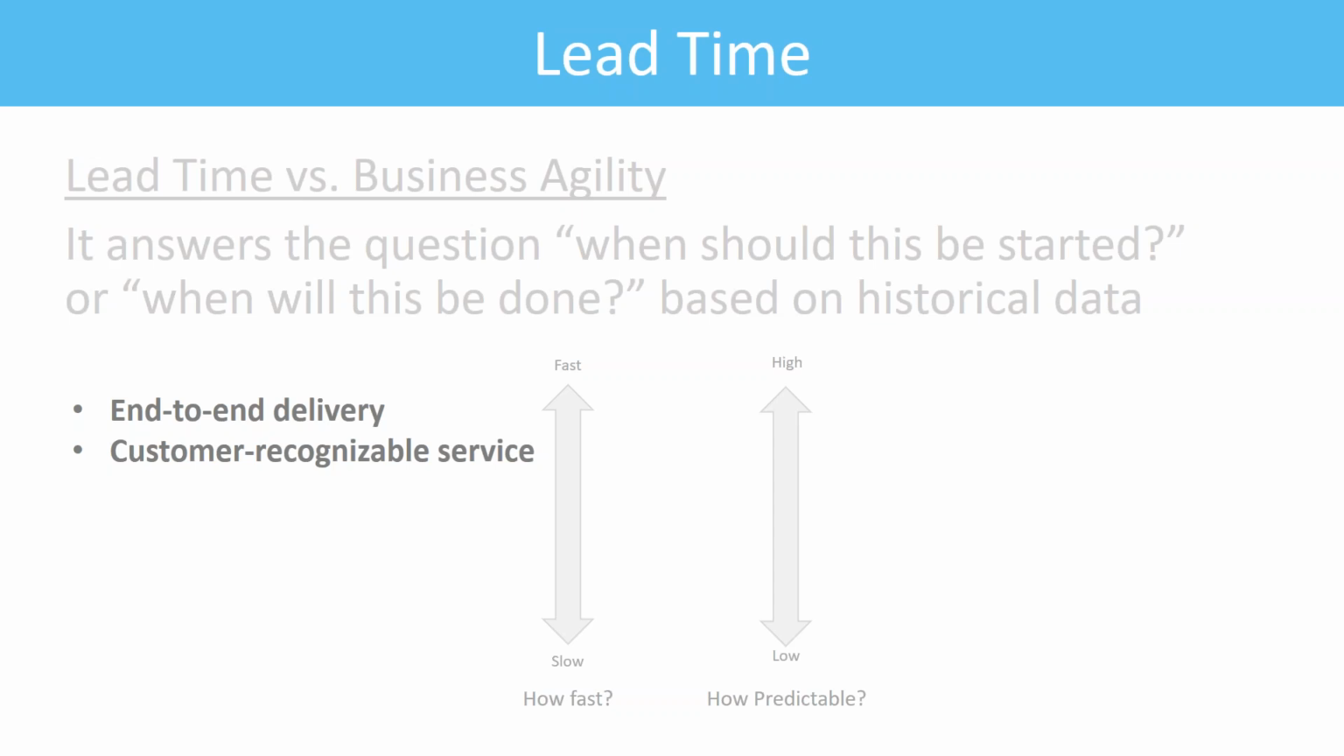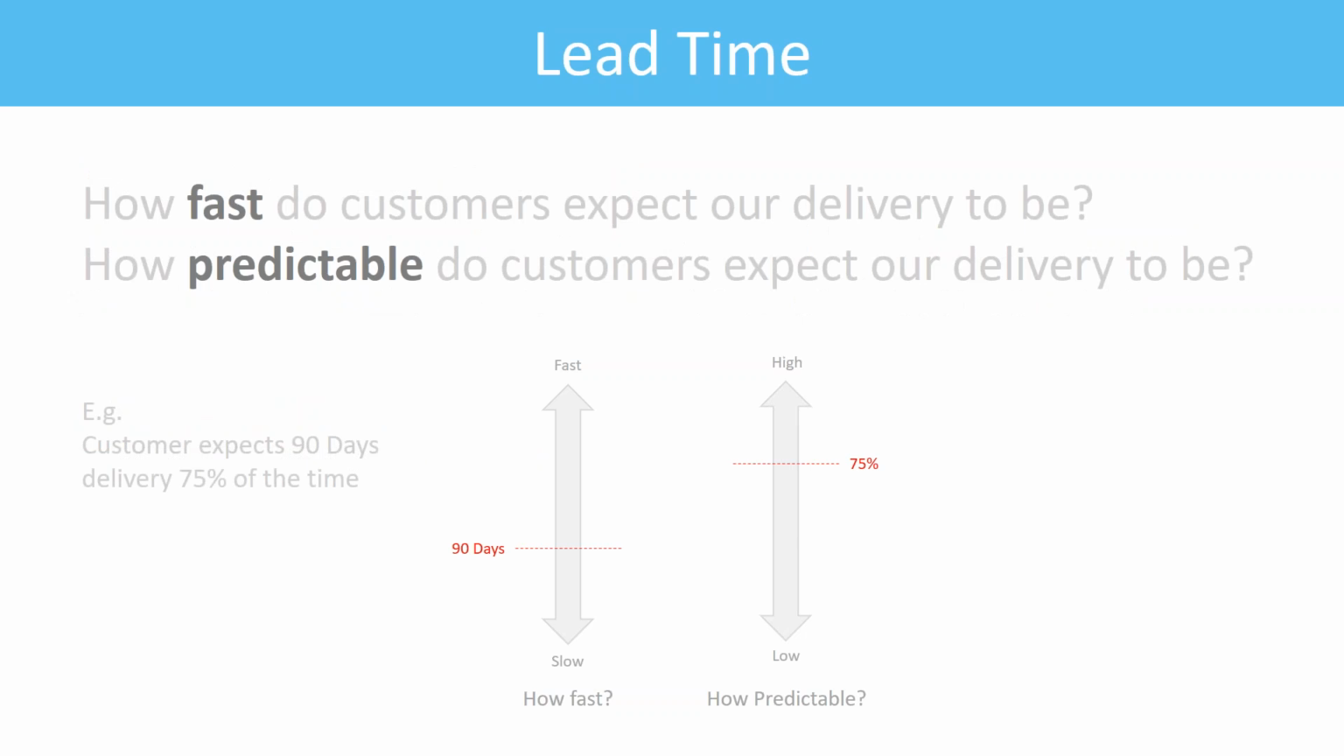So looking at this dial, you can see two things. The left side is how fast, and the right side is how predictable. Sorry, two sliders. So we need to understand how fast the customer expects our delivery to be for this particular service that we're measuring, and how predictable our customer expects our delivery to be. So how do we read this expectation? As you can see on the left side, the slider now is at 90 days for how fast and 75% for how predictable. So we read this as the customer expects 90-day delivery 75% of the time.